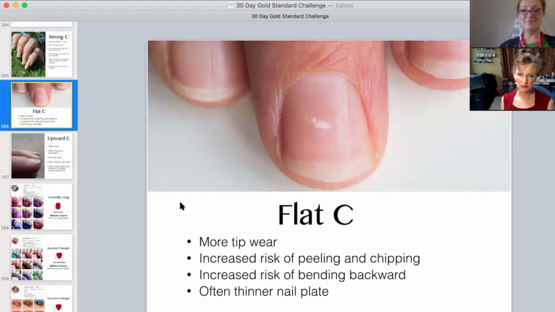Okay, you want to talk about this one? Flat C. This is me. I have tip wear.